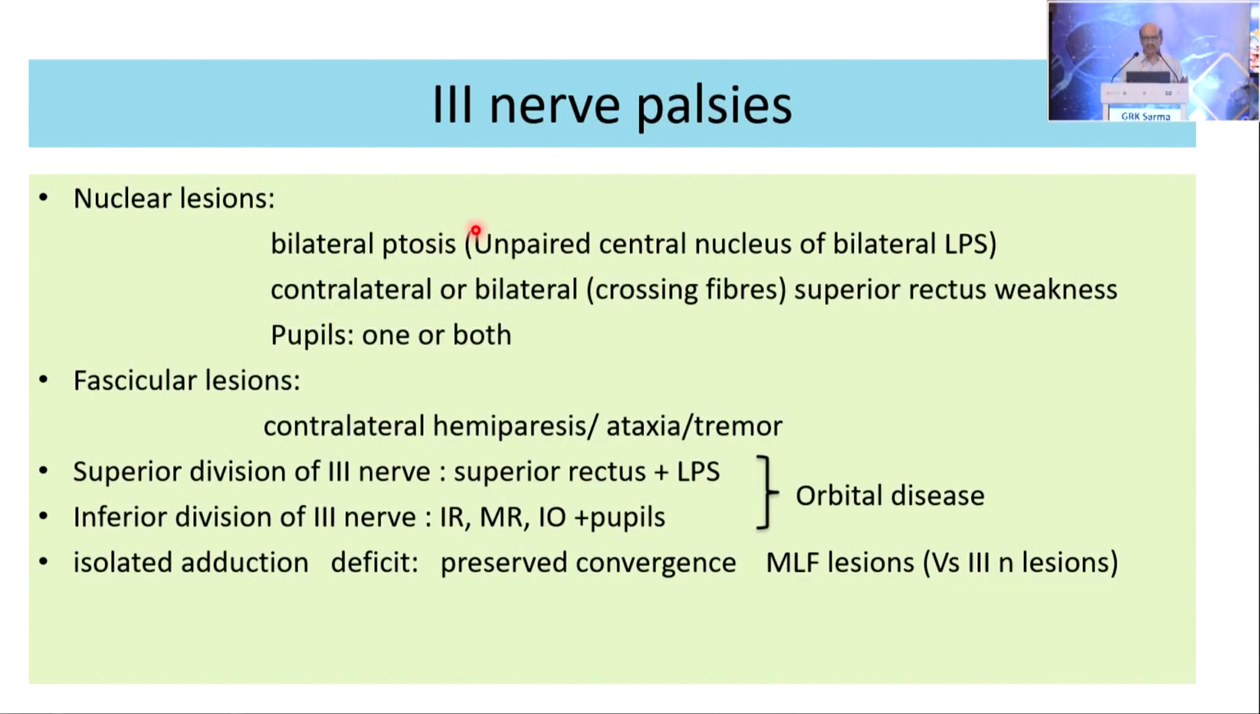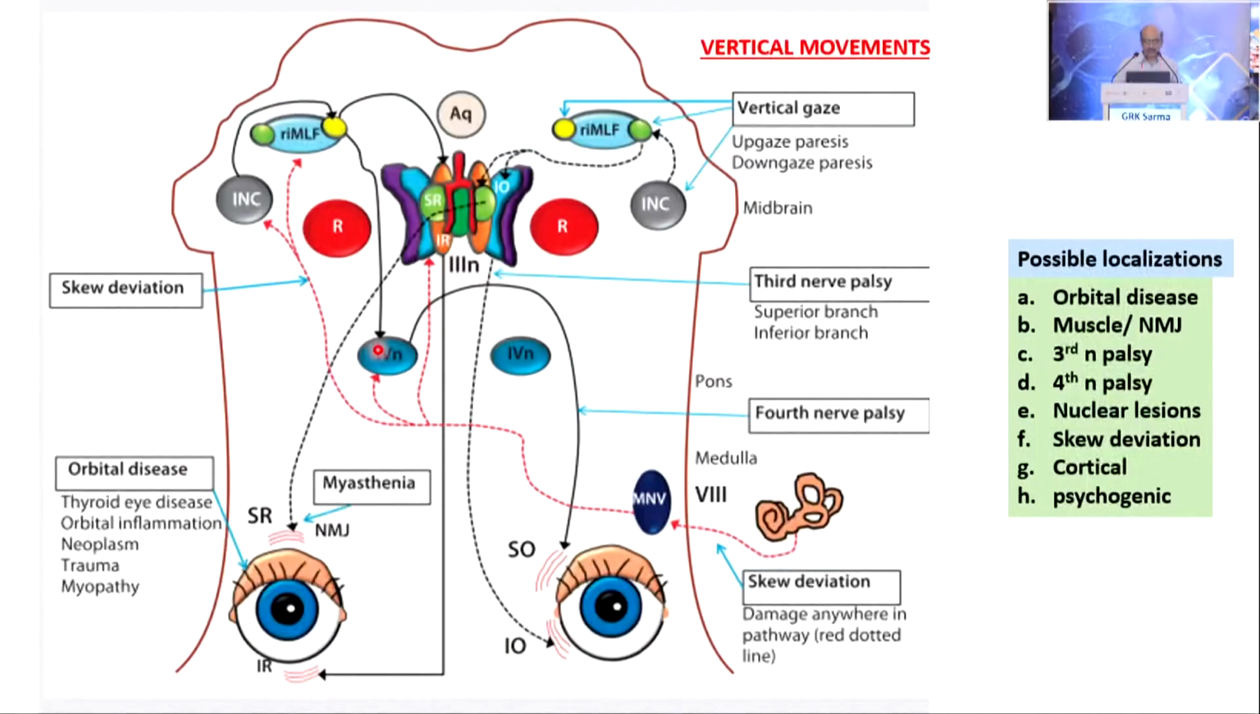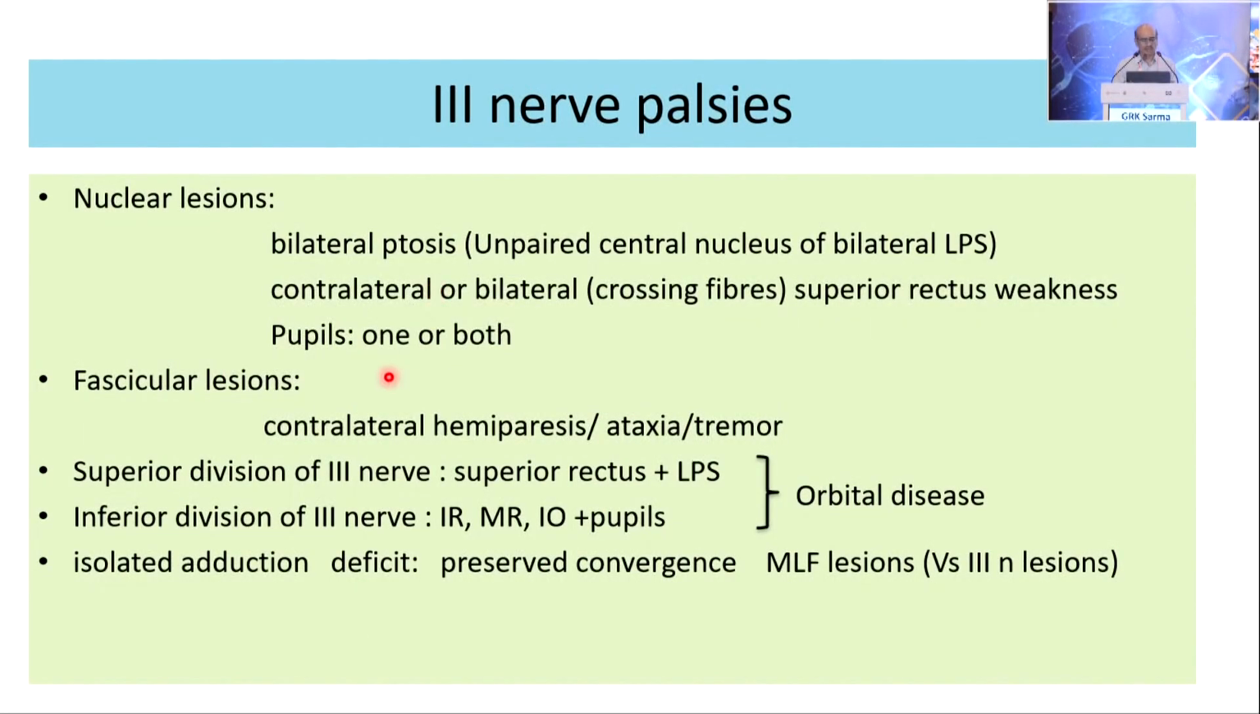A few anatomical tips before we go to the localization. For third nerve palsy, as I already mentioned, you will get bilateral ptosis with a central brainstem lesion. If one side superior rectus nucleus is involved, you will get contralateral weakness because the innervation is by crossing fibers to the opposite side. Pupils can be involved because the pupillary fibers cross in the dorsal region of the midbrain. So that is why you can get pupillary involvement on one or both sides.